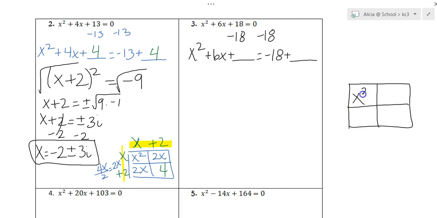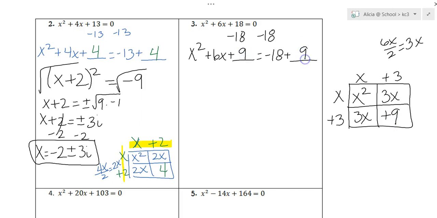So x squared, top left corner, I have that positive 6x, so 6x divided by 2. We are always cutting in half, we're always dividing by 2. So 3x is what I'm going to be placing on each of those diagonals. When I figure out the outsides of the Punnett square box, x times x gives me x squared, x times a positive 3 gives me a positive 3x, x times a positive 3 gives me a positive 3x, and 3 times 3 is a positive 9. So that positive 9 is what I add on each line.